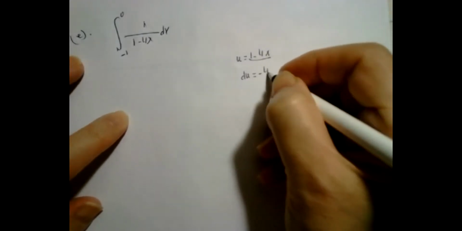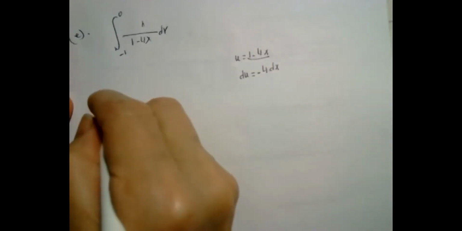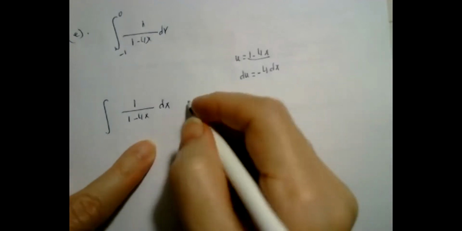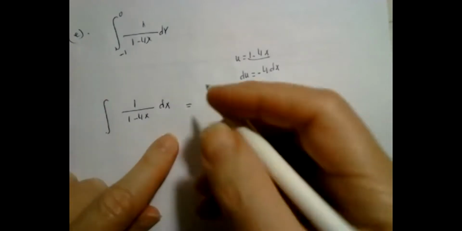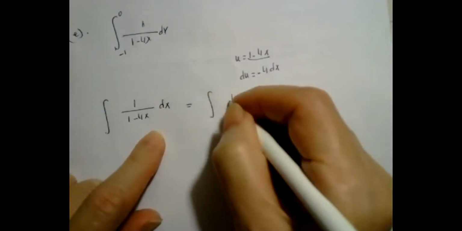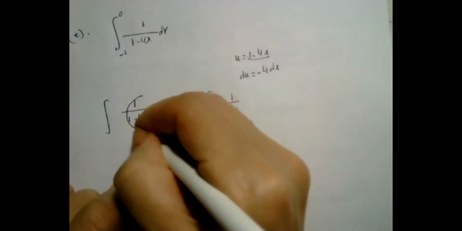So the derivative of 1 minus 4x is minus 4 dx. She didn't change the limit, which means that first we compute the antiderivative and then we apply the fundamental theorem. So this is equal to, watch, I'm not worrying about limits now because I'm just going after the antiderivative. It's equal to 1 over u for this piece.